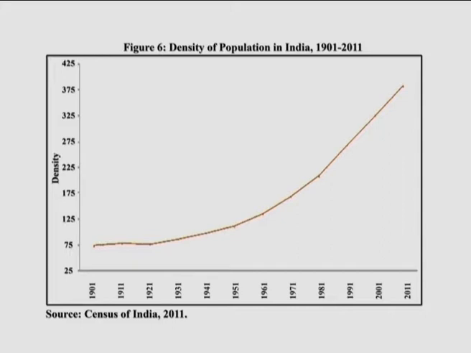The figure shows that the increase in density of population has been sharper after 1981, while the period between 1901 and 1951 has shown a slower rate of change in population density. The density of population has a strong positive association with economic growth.